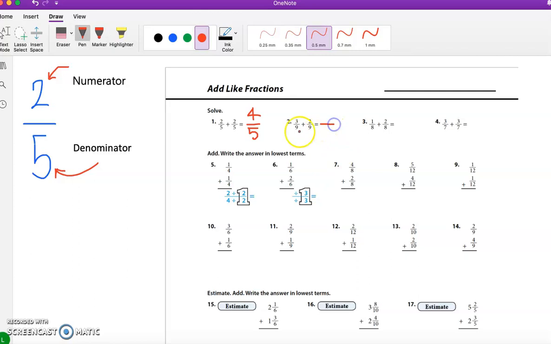Same for number 2. This one has the same denominator of 9, so I'm going to keep it as it is, and I'm only going to add the top numbers, the numerators, which is 5.